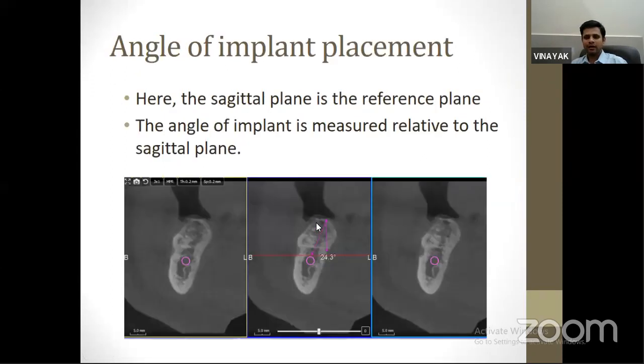We can measure the angle of implant placement which we want to do, but it is very difficult to transfer it. If we want to accurately transfer it, then what we'll need is a surgical guide or a surgical stent.